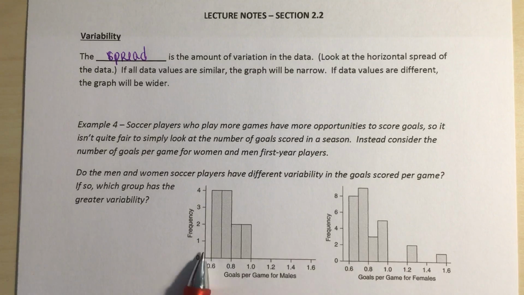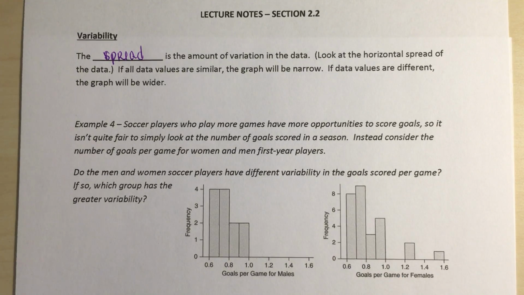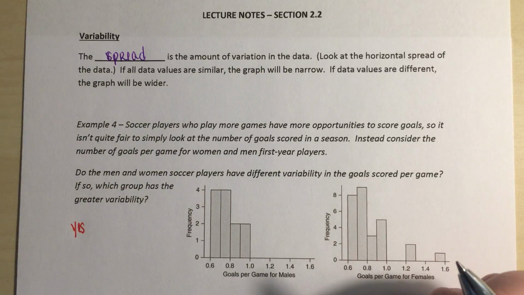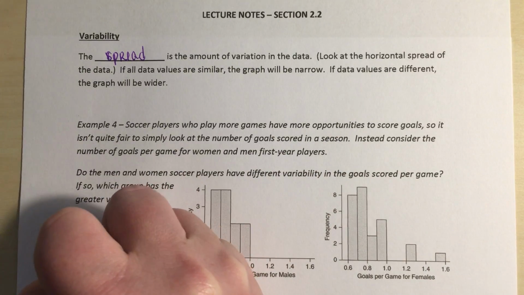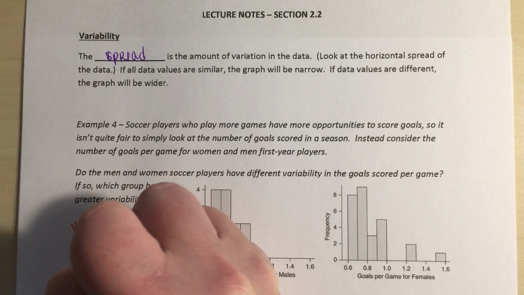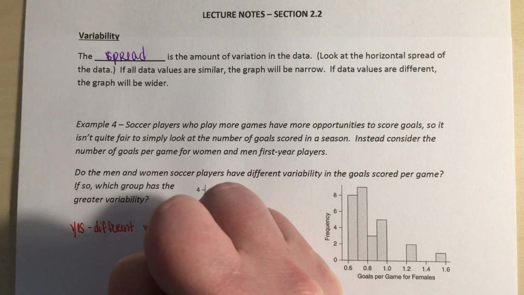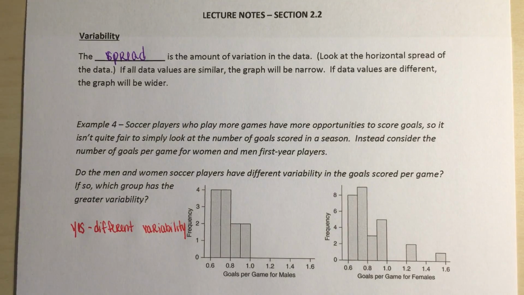So if we look at these, we have a much different looking histogram for each of these. So we're going to say, yes, there is definitely different variability. As far as which group has the greater variability, looking at this, it is all kind of clustered together. This is more spread out. Our horizontal axes for both of these are the same. We just have more large values over here than we do over here.